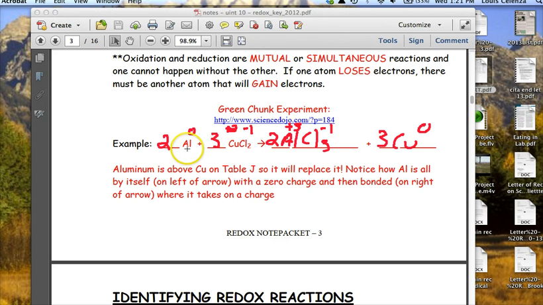So if you look at what happened, the aluminum on the left side is a 0, but it went up to a +3. That means it underwent oxidation. The copper started out as a +2, and it went down to a 0 oxidation number, so that is reduction. And that's kind of the basis of what you're going to be doing in this unit. So being able to do this is important.